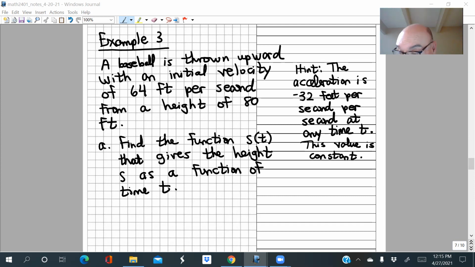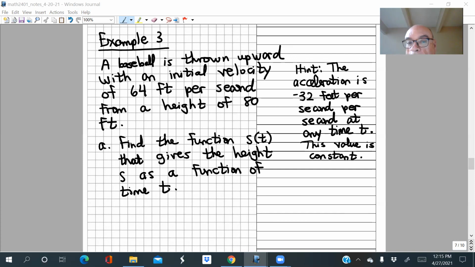Of course, it's going to immediately slow down, right? Because gravity is immediately going to impact it. So this rate of change is not steady, okay? But initially it's going at 64 feet per second, and it starts from a height of 80 feet. So we're throwing this baseball up off of a tower or something where we're at an initial height of 80 feet.